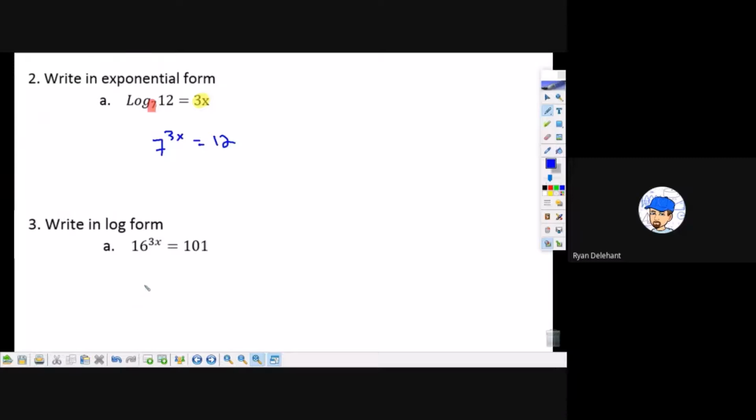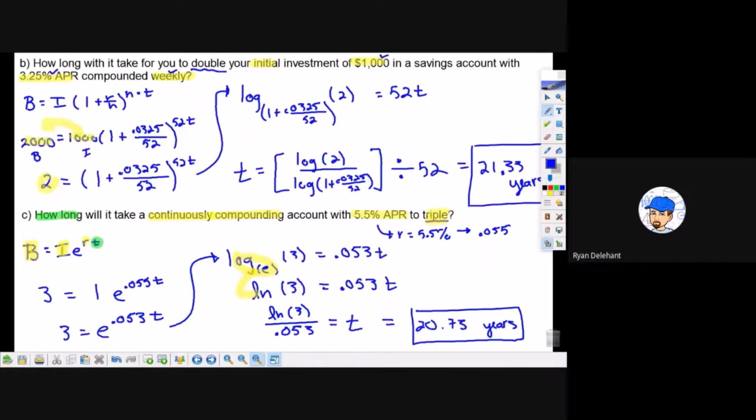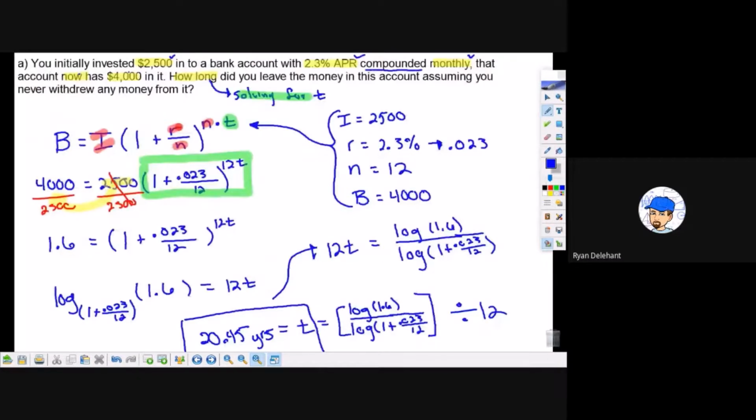Same thing, we're going to write this one in log form. We got to write log. Base of the power is the base of the exponent. The power goes by itself. So this 3x goes over here by itself, and then there's only one spot left for 12 to go, and we're good. And we use that a bunch, as you see, rewriting into log form, to solve these problems for us and help us get our powers by itself.